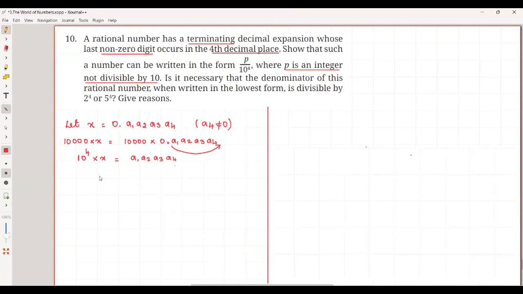Now take this 10 power 4 to this side. So x is equal to A1 A2 A3 A4 divided by 10 power 4. Instead of A1 A2 A3 A4, I am just taking this as P. P can be any integer, divided by 10 to the power 4. Therefore, x is equal to P by 10 to the power 4. The condition is P is any integer and is not divisible by 10.